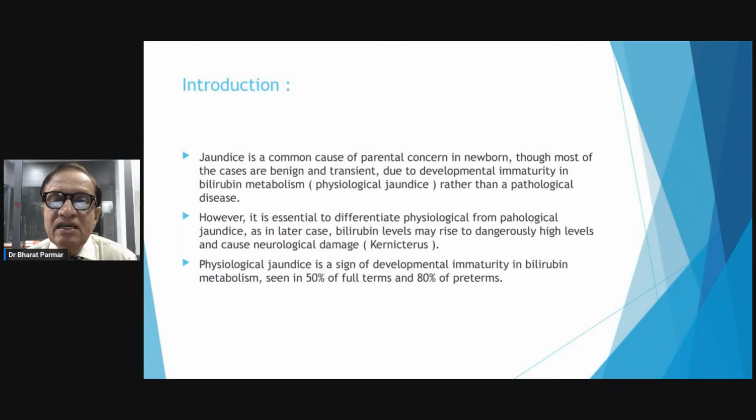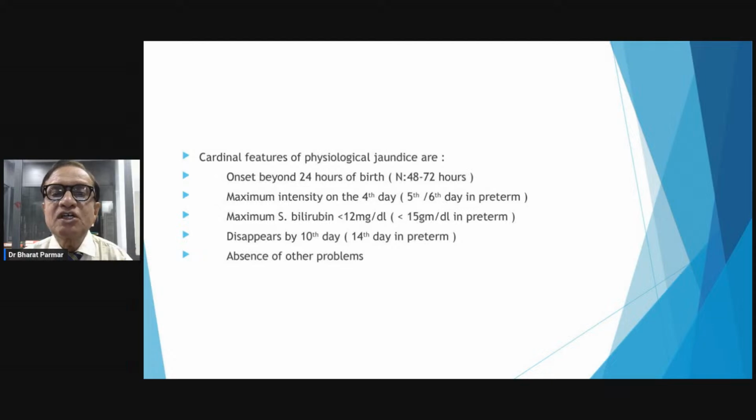Physiological jaundice is a sign of developmental immaturity in bilirubin metabolism, seen in 50% of full term and 80% of preterm babies. Cardinal features of physiological jaundice are onset beyond 24 hours of birth, normally between 48 and 72 hours, and maximum intensity on the fourth day, or between 5 to 6 days in preterm. Maximum serum bilirubin is less than 12 milligram per dl, and less than 15 milligram per dl in a preterm baby. This jaundice disappears by the 10th day, but in preterm it disappears by the 14th day, with absence of other problems.